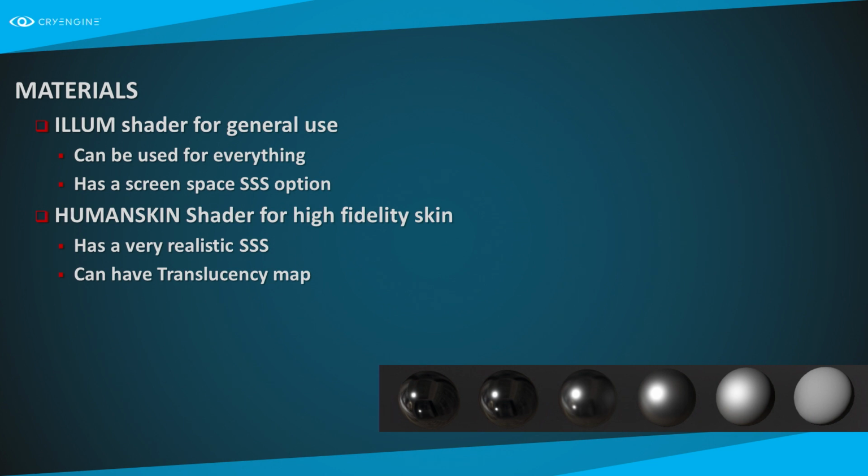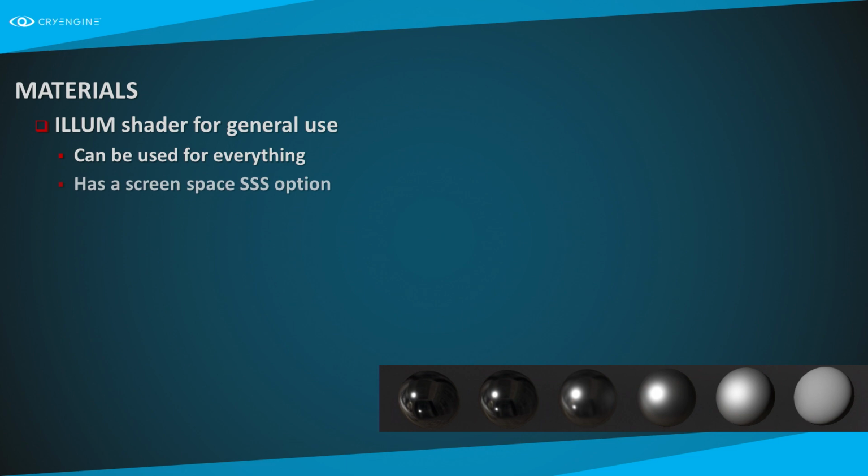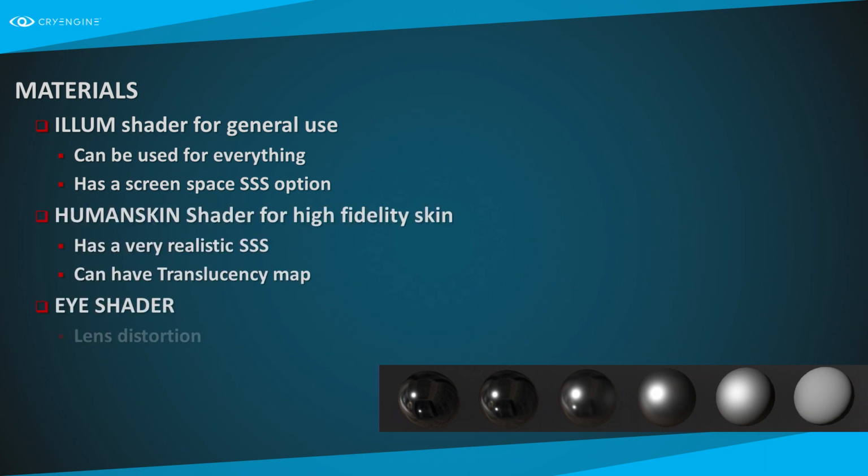Human skin shader, it's a shader that was used during Rise. The human skin shader has the blend maps for normal maps, the translucency for the ear. It's got a melanin option for the skin color. And then we have the eye shader.